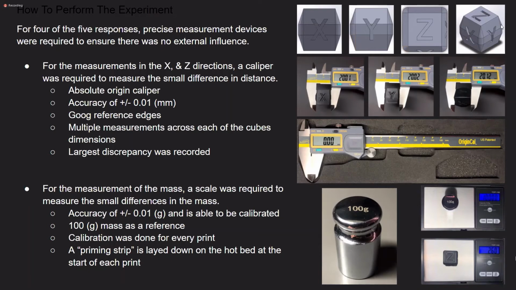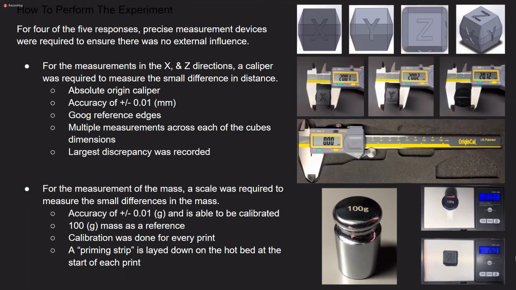For the measurement of the mass, a scale was required to measure the small differences in mass. The scale has an accuracy of about plus or minus 0.01 grams and is able to be calibrated. To calibrate it, it calls for a 100 gram mass as a reference, and this calibration was done for every print to ensure consistency. Another thing to note is that for each print, a priming strip is laid down on the hotbed at the start to ensure that proper flow through the nozzle is occurring, and this additional mass was accounted for.